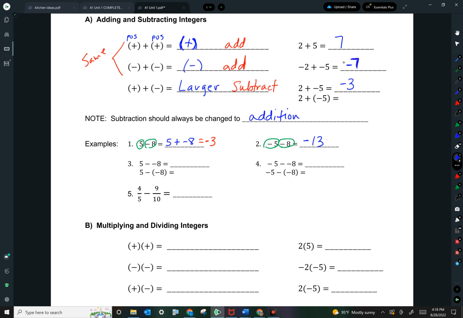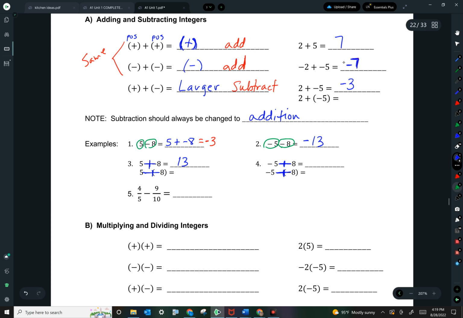Down here on number 3, you've been taught, and this is the best thing to do on these, whenever you see minus and negative right in a row like that, they cancel each other out, and it just becomes a big giant positive. So even if it's in parentheses, it doesn't matter. If they're right next to each other like this, it becomes a positive. So 5 plus 8 is 13. Okay, same thing here. I see the two negatives in a row, so that becomes a plus. Same thing down here. It doesn't matter if the parenthesis is there or not.